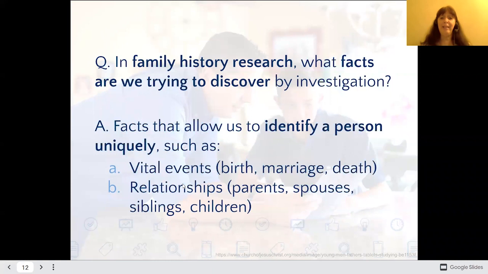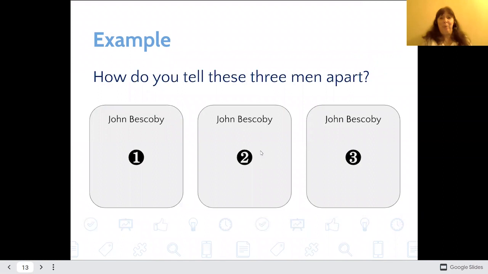And again, that doesn't sound horrible, does it? That actually sounds kind of fun and exciting. So here's an example. For those of you who've been in class before, you know that I've been working on my Bescoby line, and they keep reusing the same names over and over and over. Probably a lot of you see that on your lines too. Like, it doesn't have to be just John Smith. It can be John Bescoby, or another favorite is Francis Bescoby. I've probably got seriously a couple hundred Francis Bescobys in my line because they kept using that name over and over. So here are three John Bescobys.